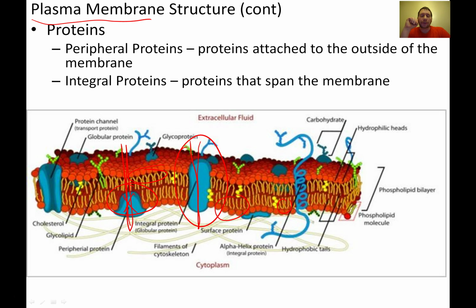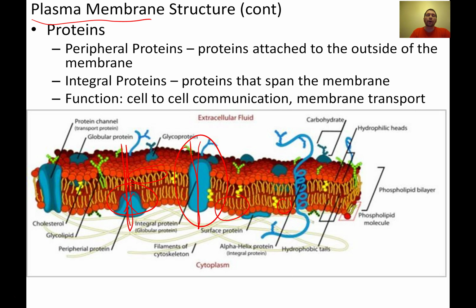I want you to know that there are proteins in the cell membrane, and what they're there for is cell-to-cell communication and for membrane transport. Some of these proteins are going to be involved in accepting signals from other cells. Some of these proteins, specifically the integral proteins, are going to be involved in getting things either in or out of the cell. That's why we need to talk about proteins now: we're going to be talking about how things get in and out of the cell, and these proteins are going to play a big role in getting some big things in or out of the cell. So remember, the cell membrane is not just made out of phospholipids. There are proteins in there too.